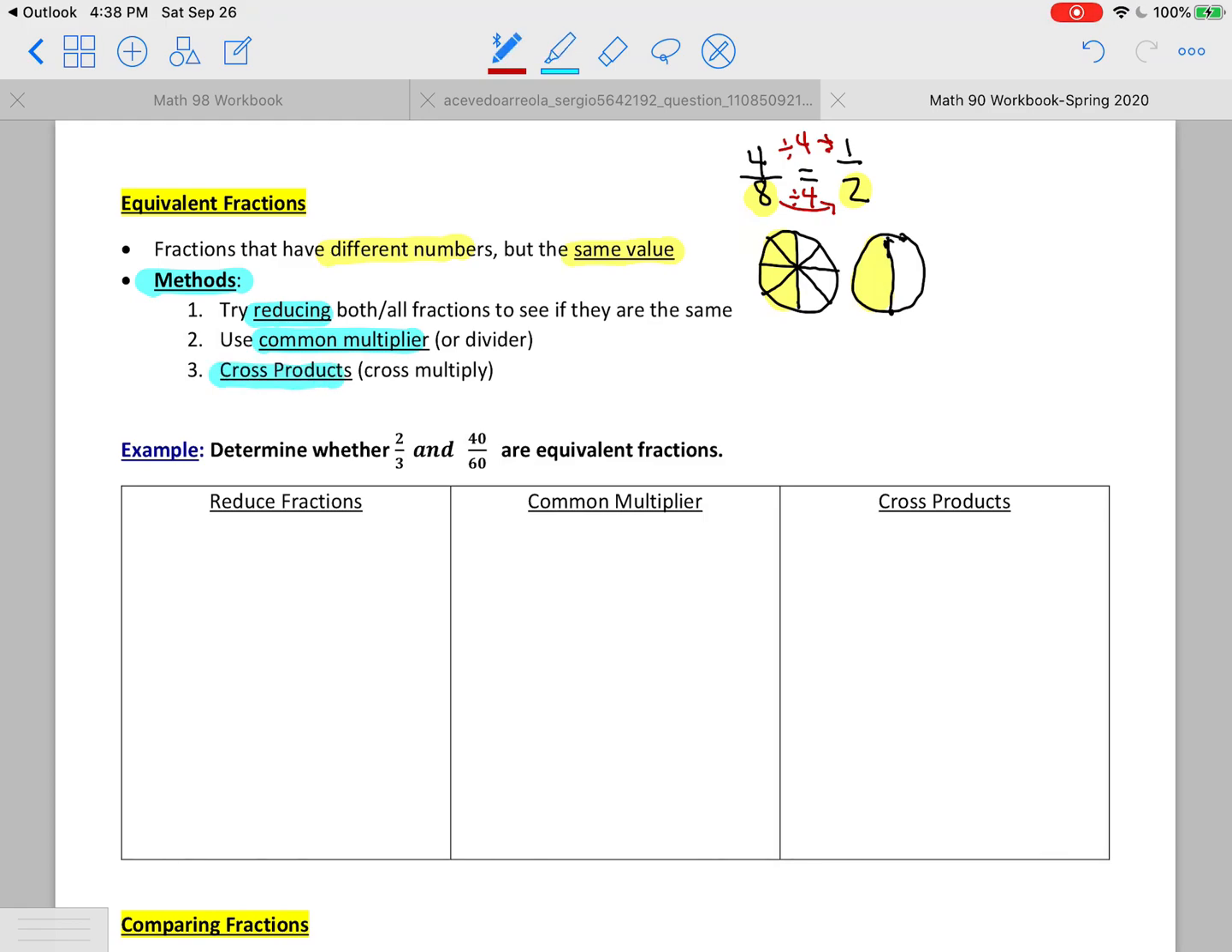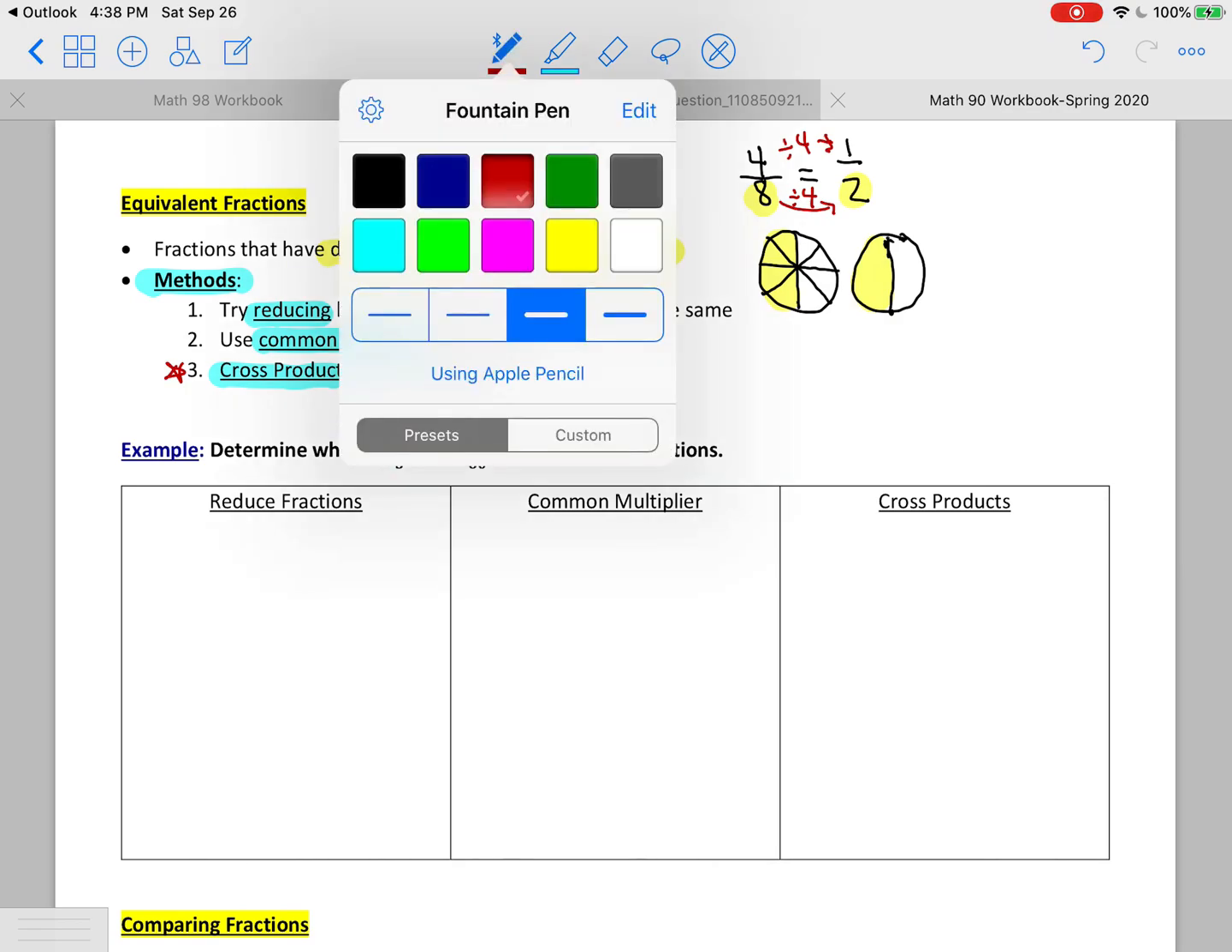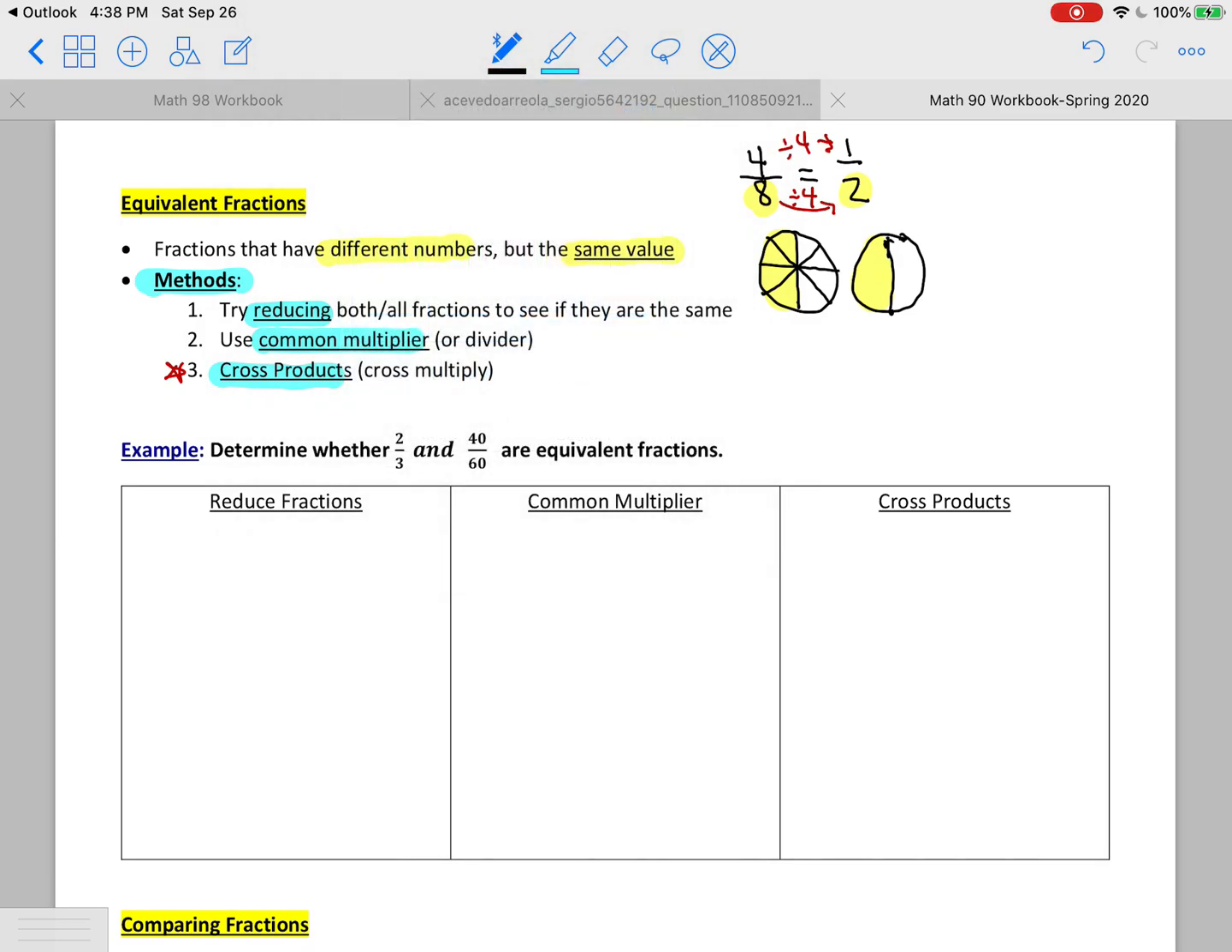And finally, we have cross products. And cross products is actually going to be pretty important later on in the quarter, when we're talking about proportions, and we're going to be using cross products with our algebra.